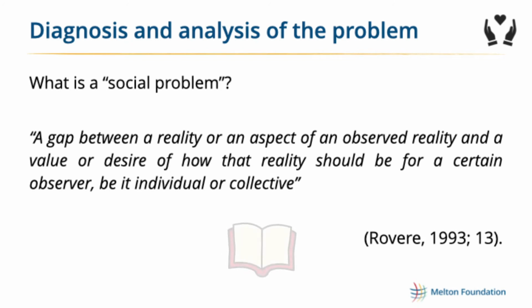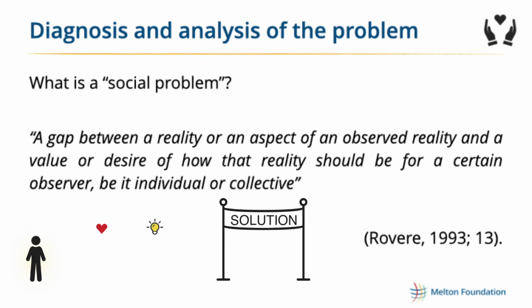But what actually is a social problem? Brazilian scientist and systems researcher La Rovere defines a social problem as follows: a gap between a reality or an aspect of an observed reality and a value of desire of how the reality should be for a certain observer, be it individual or collective.